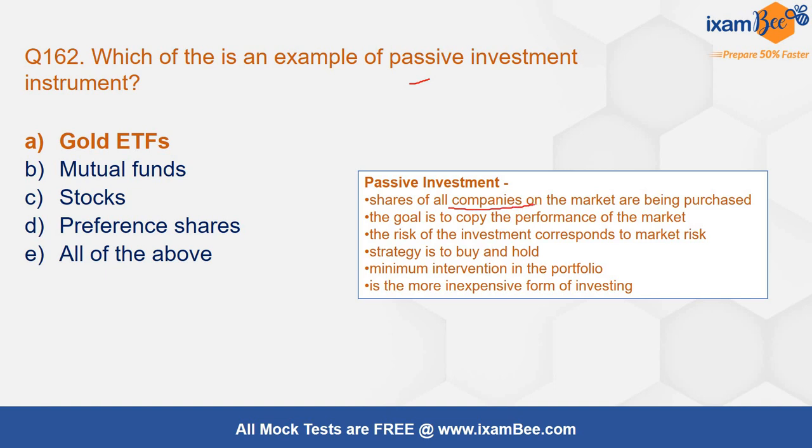What are the other examples? That you purchase shares of all the companies. So it is like you have purchased so much of the variety of shares that wherever any company is growing, you will be benefited, and if there is no growth, then you can't do anything. The goal is to copy the performance of the market. If you purchase all the shares of a company, you will purchase the market, like a market instrument. The risk of the investment corresponds to the market risk. Now if the market collapses, then you are losing. Strategy is to buy and hold. So you are not trading actively. Minimum intervention in the portfolio. It is a less expensive form of investing.